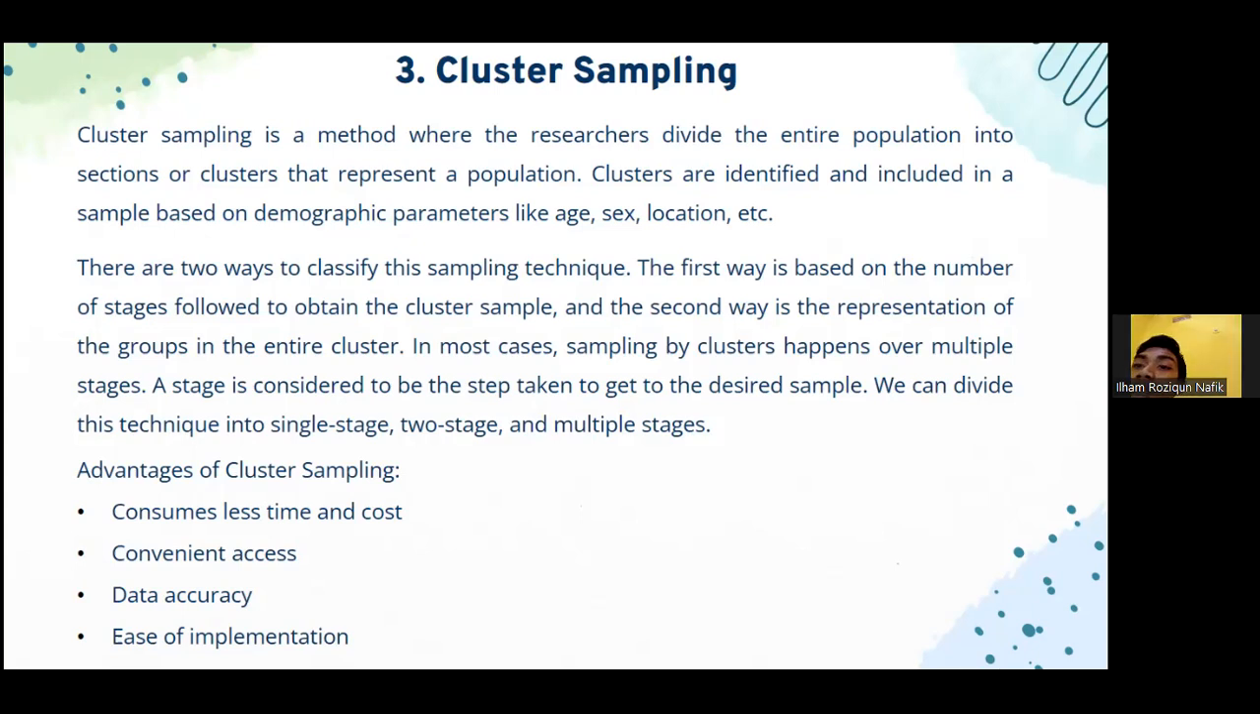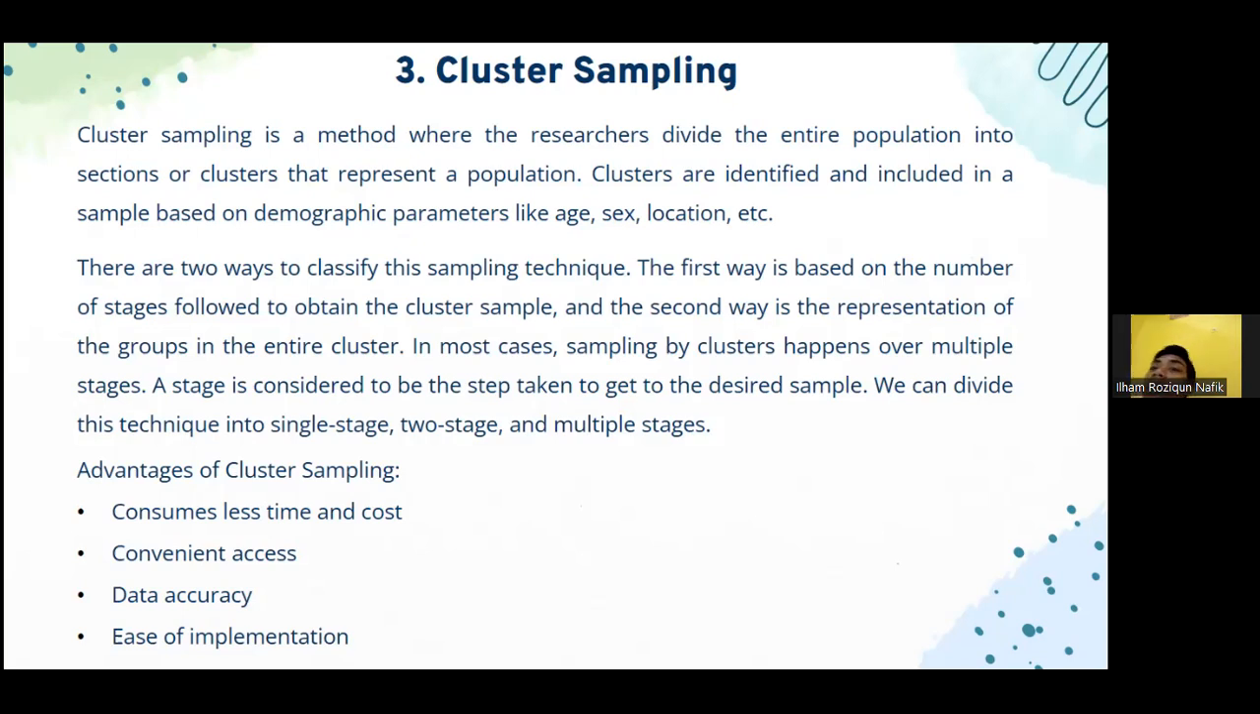In most cases, sampling by clusters happens over multiple stages. A stage is considered to be the step taken to get to the desired sample. We can divide this technique into single stage, two stage, and multiple stage. The advantages of cluster sampling are that it consumes less time and cost, it offers convenient access, and there is data accuracy and ease of implementation.